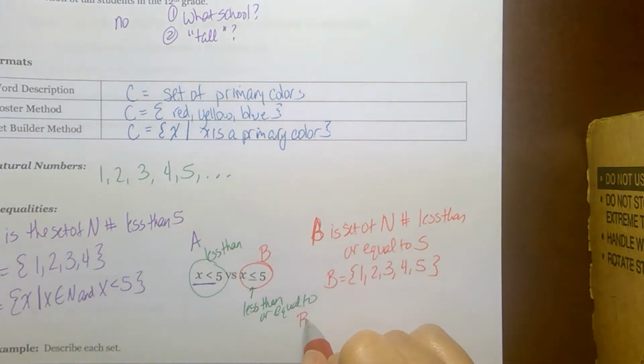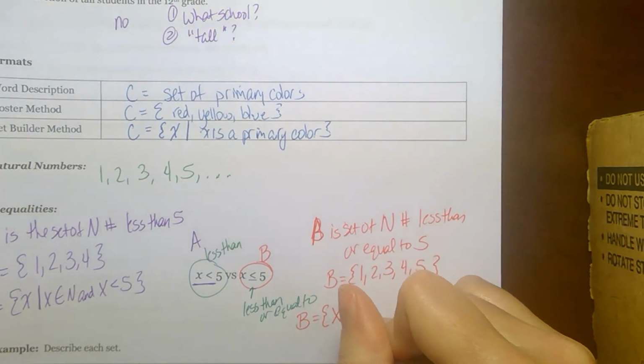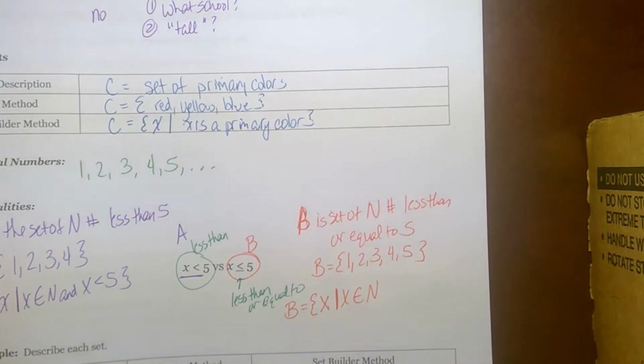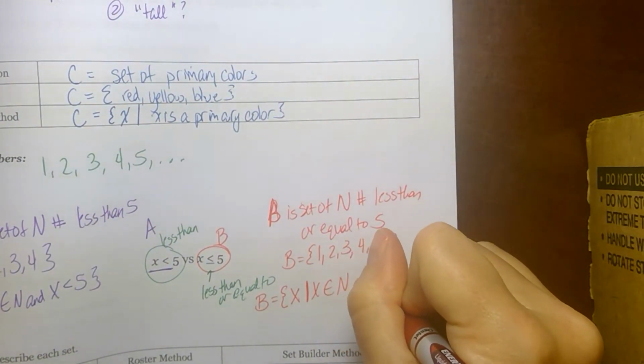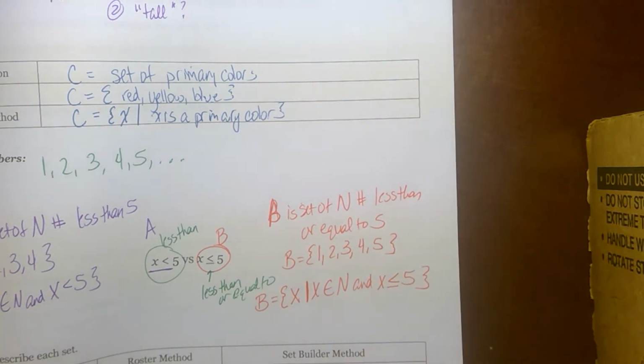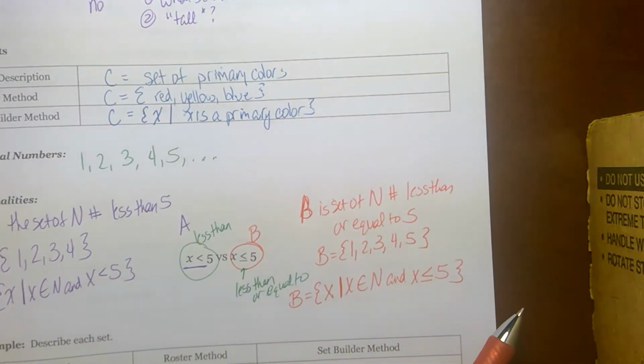And in set builder notation, I started out like roster. Set B is the set of all elements X such that X is an element of the natural numbers and X is less than or equal to 5. So those are my conditions that have to be met for it to be part of the set.